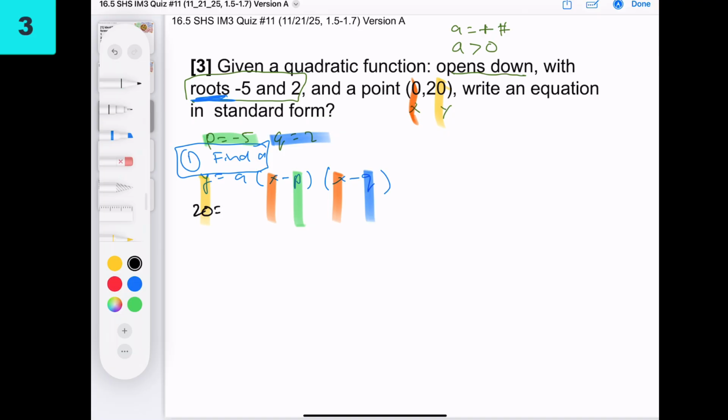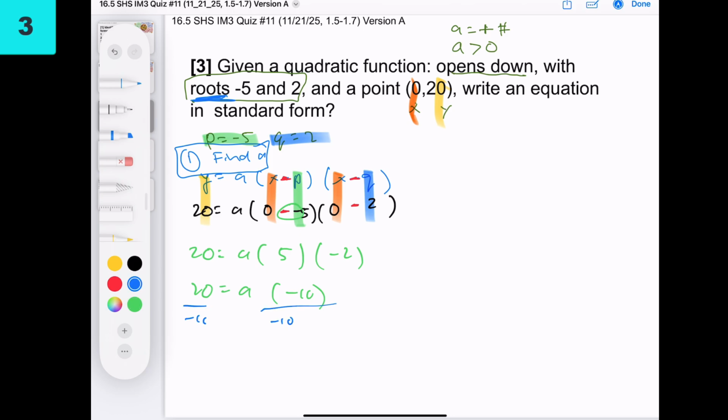So Y is 20. A, X value is 0. P is -5, Q is 2. Okay, I'm going to come back in here and just say this is in red, minus sign. So 20 equals a times 5 times -2. So 20 equals a times -10. Divide both sides by -10. A equals -2. Okay.